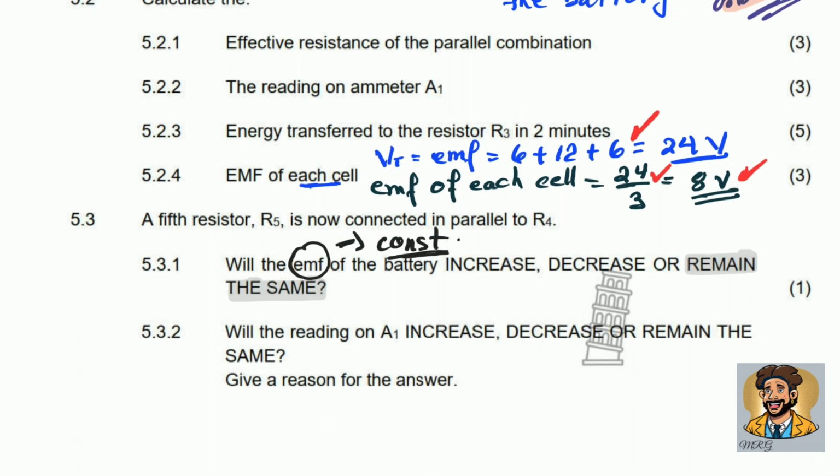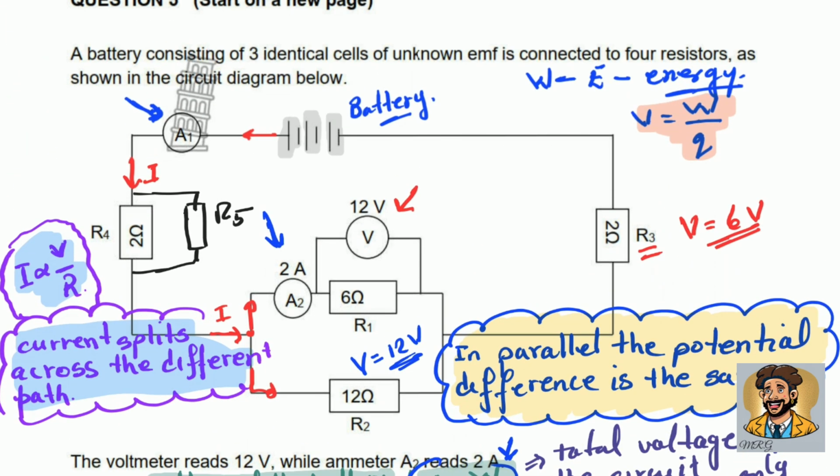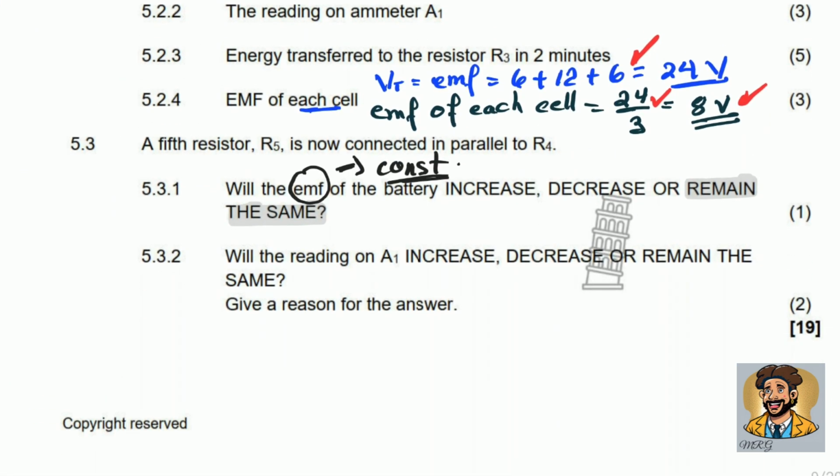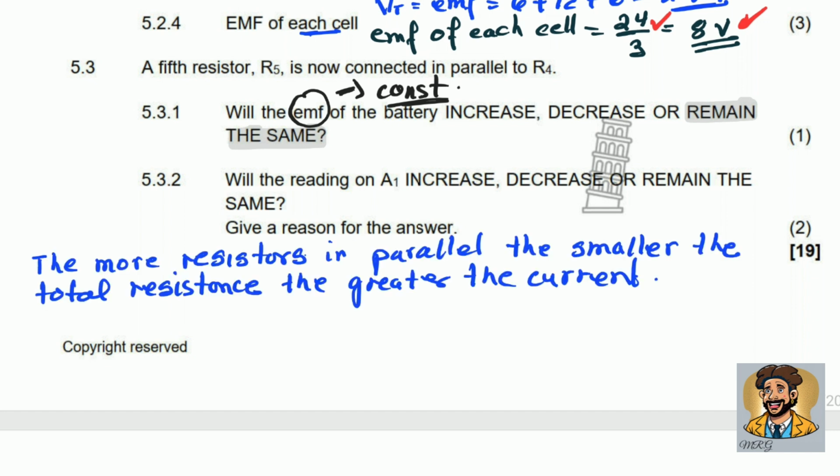Will the reading of A1 increase, decrease, or remain the same? Now, A1 is the total current of the circuit. And look here, guys, look what we did towards the beginning of this specific question. We have to look at what happened to the total resistance of the circuit. Now, let's write some notes. This is one note for you to write down, and not just to write it down, but memorize it, because this is an important statement for grade 10, grade 11, grade 12. The explanation is a little bit different, but this is important.